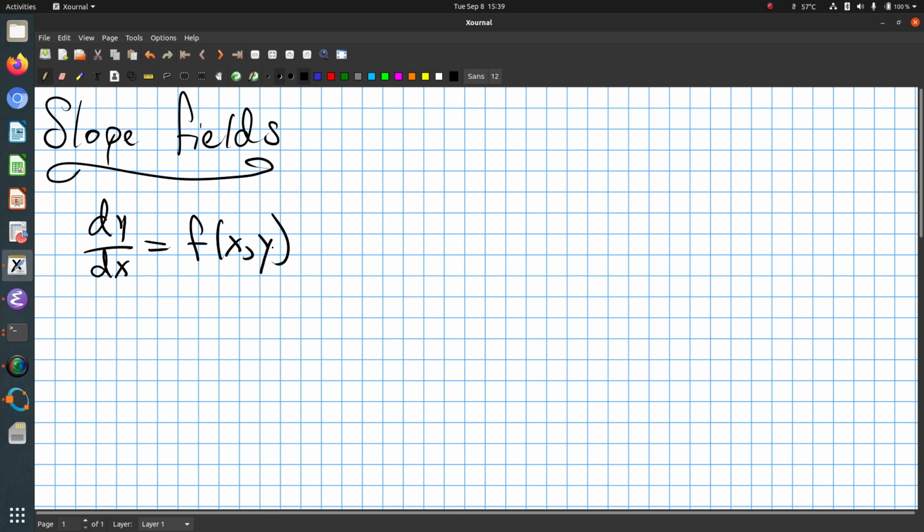It is an ordinary differential equation. It is first order, which means that I have one derivative of my unknown function y, and it's an ordinary differential equation, which means my y only depends on x.